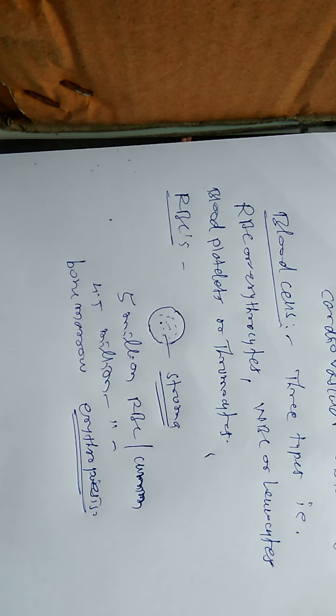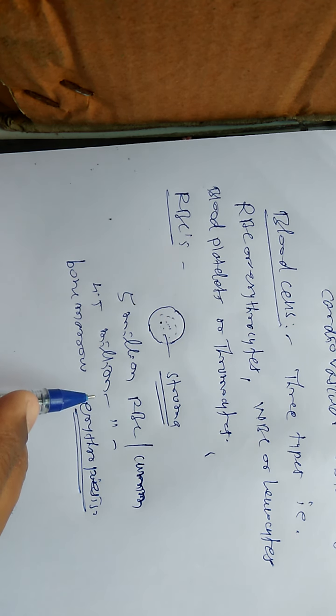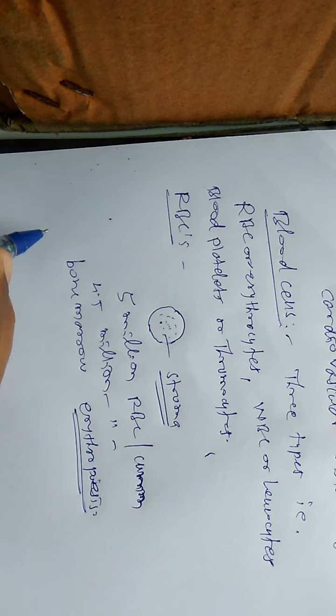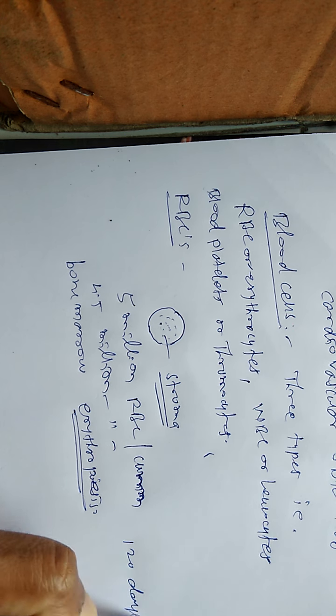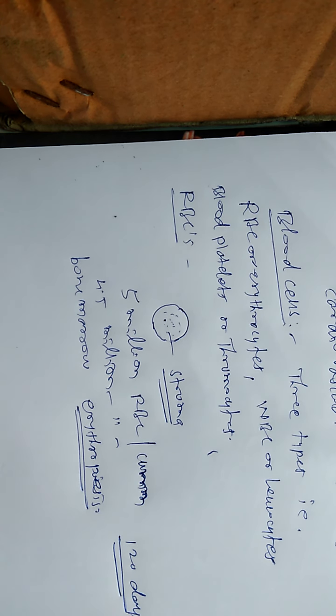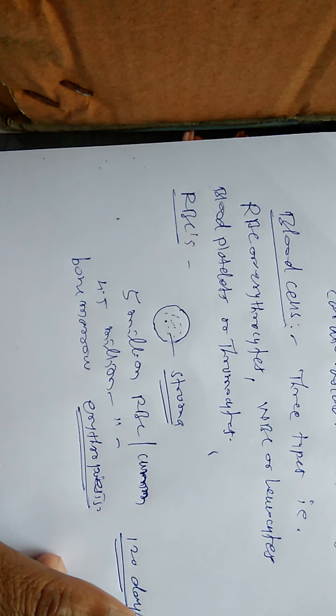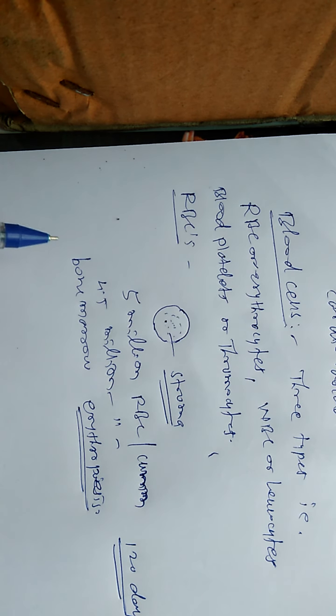The worn out RBCs are destroyed in the liver and spleen, and the average life of the RBCs is about 120 days. Normally, the life of RBC is 120 days. Every day millions of RBCs are destroyed, and the same number of new RBCs are added in the blood.